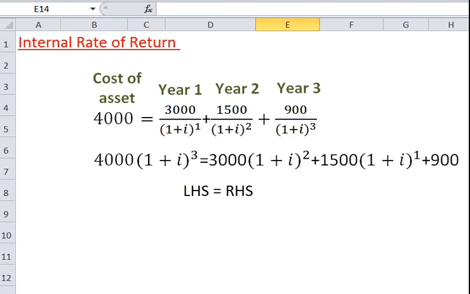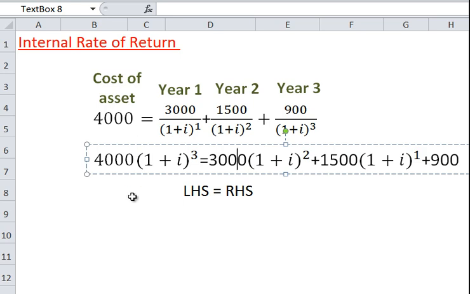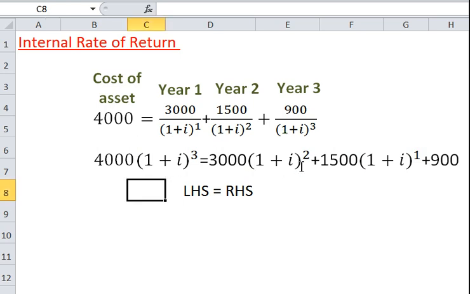Now what we're going to do here is take the left hand side, this side over here, equal to the right hand side, or RHS, the right hand side over here. Now if we can get the left hand side to equal the right hand side, that's it done. So we need this left hand side to equal the right hand side.